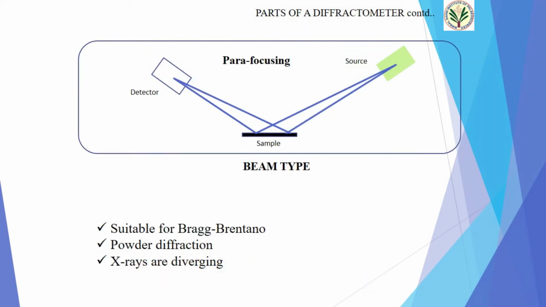Finally, the detector will be there to amplify the signals. As you can see, we use the parafocusing method for diffraction in powder methods, because in the powder the crystals are oriented in every direction and only those directions which follow Bragg's law will diffract. So how is this parafocusing suitable? It is suitable for Bragg-Brentano geometry, powder diffraction, and when the X-rays are diverging.